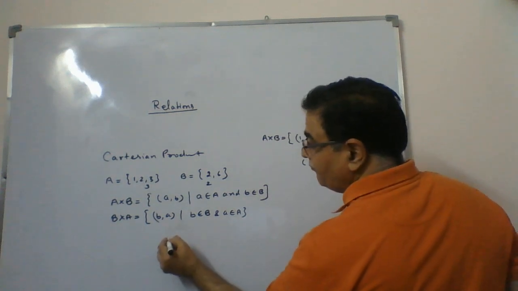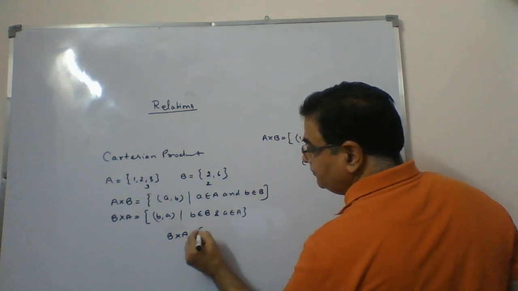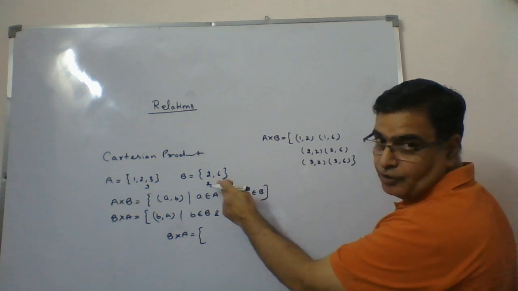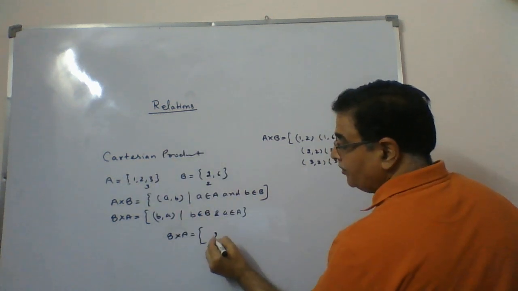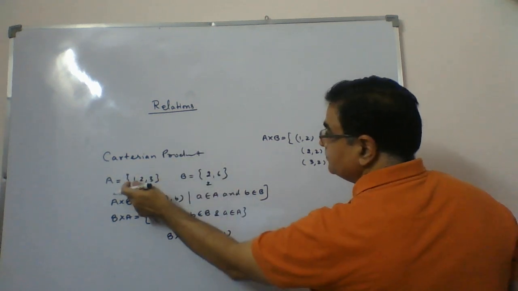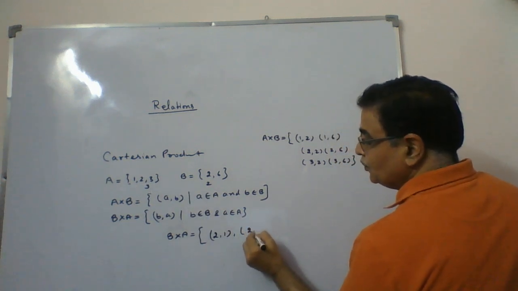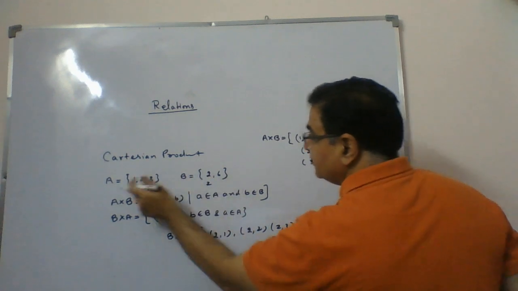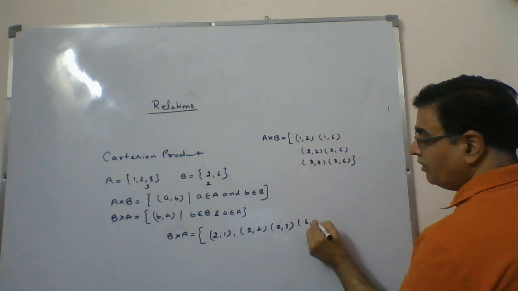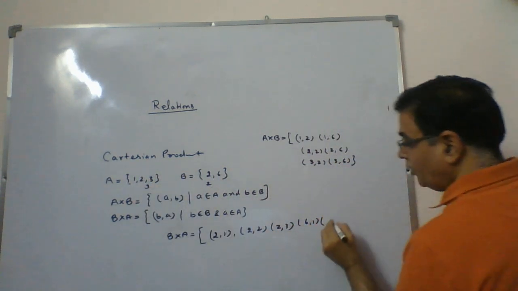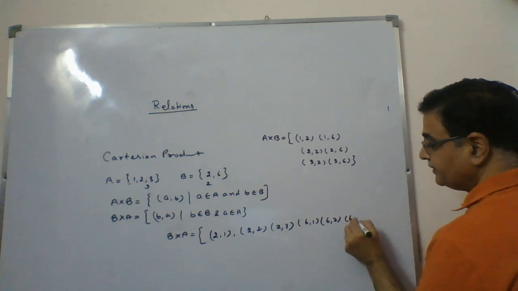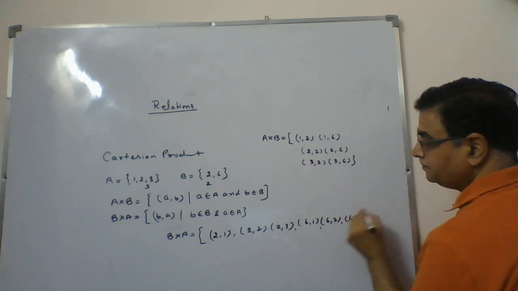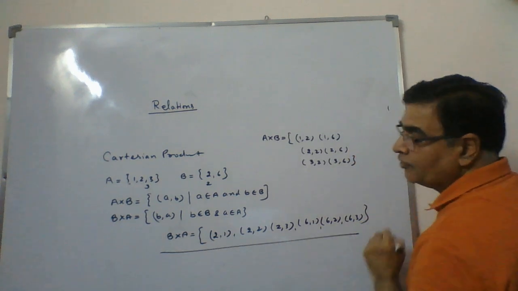Same way, if someone says B cross A, you write down, then what change will be there? First element will come from here, second from here. So that will be 2 comma 1. Then it will be 2 comma 2. Then comes 2 comma 3. Then comes 6 comma 1, 6 comma 2 and 6 comma 3. This is your B cross A.